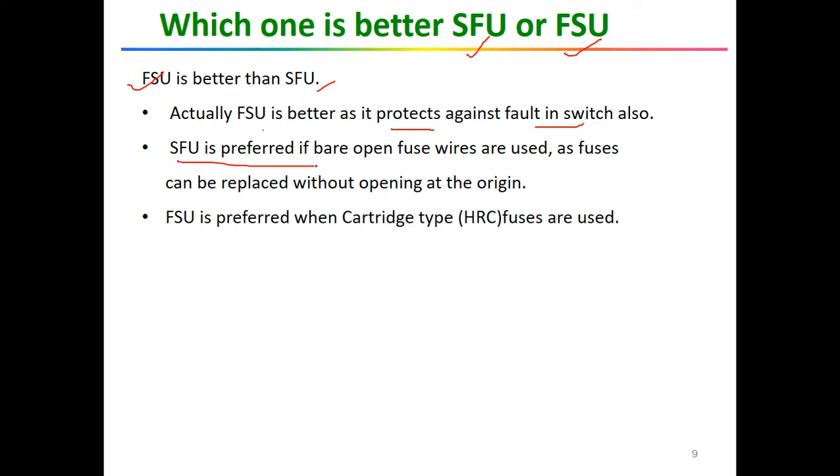SFU is preferred if bare open fuse wires are used, as fuses can be replaced without opening at the origin. However, the FSU is preferred when cartridge type, that is HRC, high rupturing capacity fuses are used. So these are the differences between the FSUs and SFUs, and this is one of the essential components of switchgear. So this is all about the SFU and FSU.